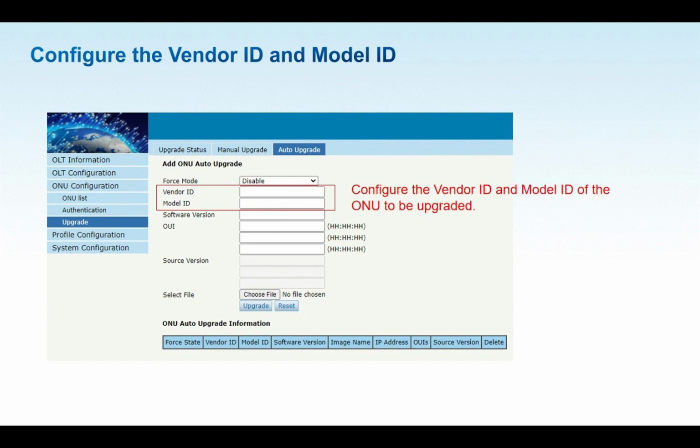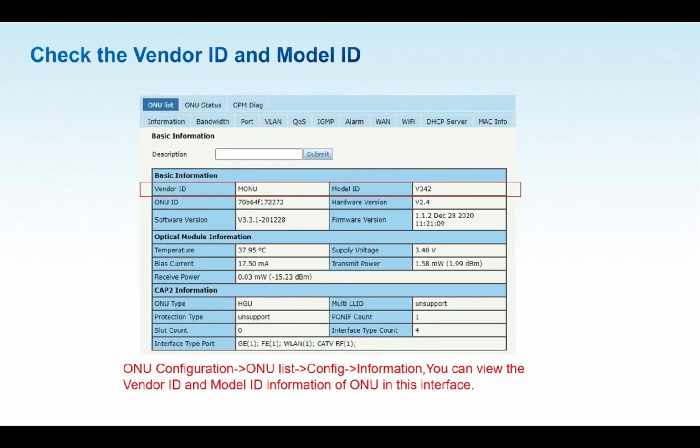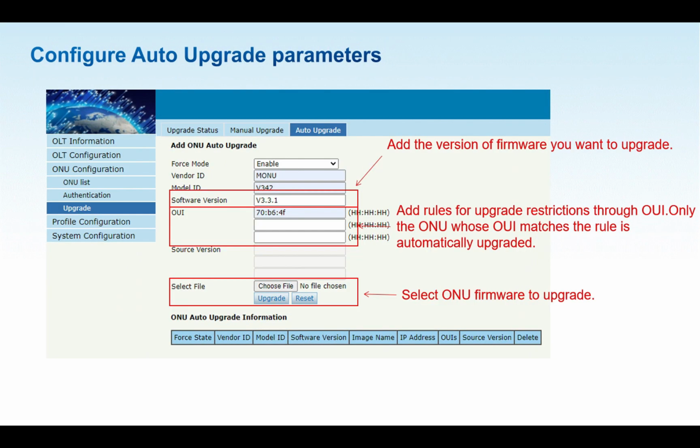Configure the vendor ID and model ID of the ONU to be upgraded. You can view the vendor ID and model ID information of ONU in this interface. Add the version of firmware you want to upgrade.